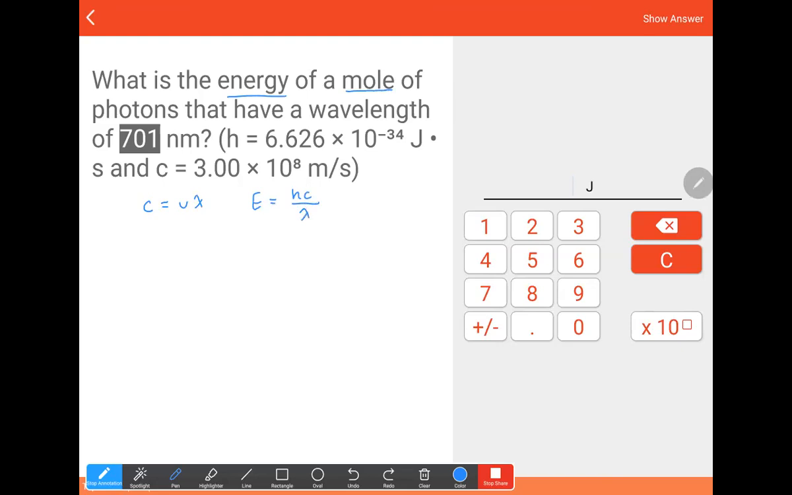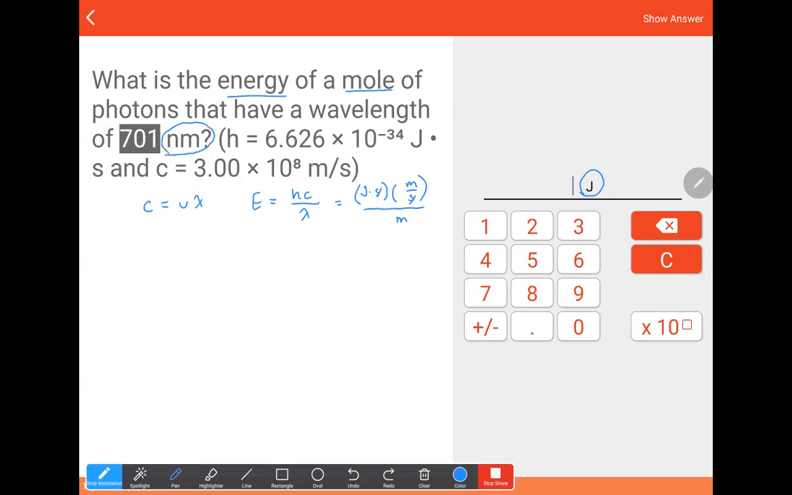Now let's take a minute and look at units. Just units: we're going to go joules times seconds, and we're going to go meters per second, and then we have our wavelength. So if we cancel, the seconds will cancel. We want to solve for joules. And so down here, we need wavelength to be in meters to cancel. Notice right now it is in nanometers. So our first thing is going to be a conversion.